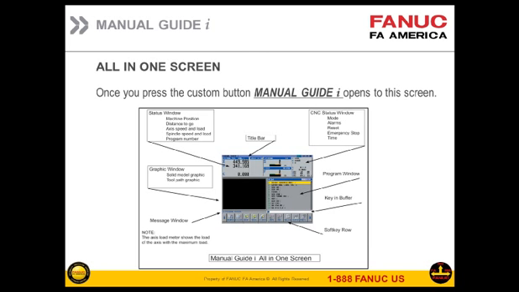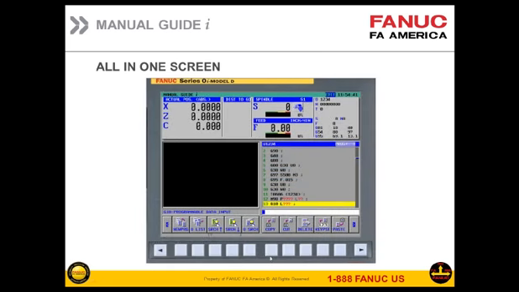Our next screen is just a little bit better screen, and it shows it a little better, where it shows all of our different soft keys. These are soft keys at the bottom of the control. Here's our actual position, our distance to go, our spindle speed.